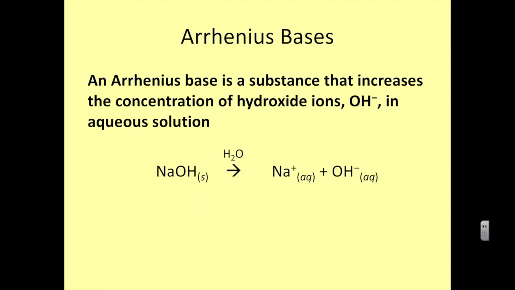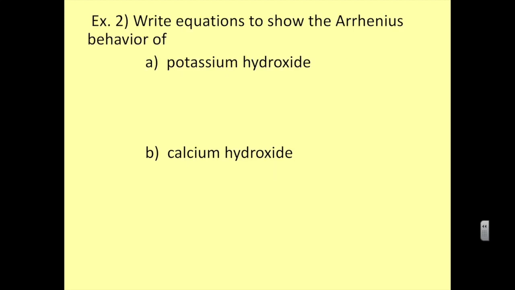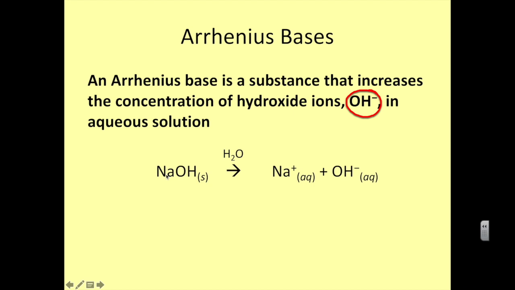Now we have the Arrhenius bases. An Arrhenius base is a substance that increases the concentration of hydroxide ions, or the OH-, in aqueous solutions. So, hold on, let's go back. We have sodium hydroxide. Now we're going to assume it's dissolved in water. Water doesn't really fit on the left side or the right side, so I'm putting it over the arrow. This is dissolved in water, so it will produce the sodium ion and the hydroxide ion. Both of them are aqueous. So that's why H2O is over the arrow. It's not really a catalyst, it's just being dissolved in water.